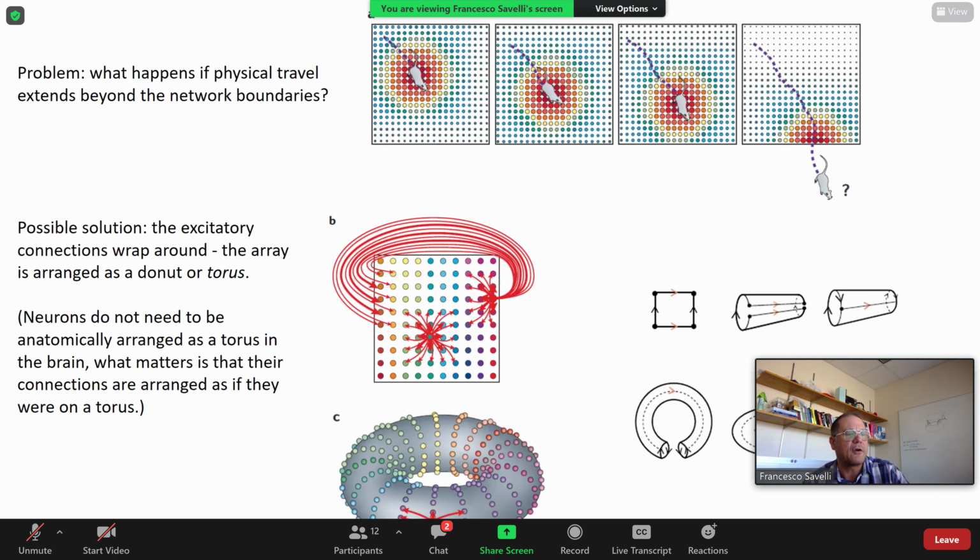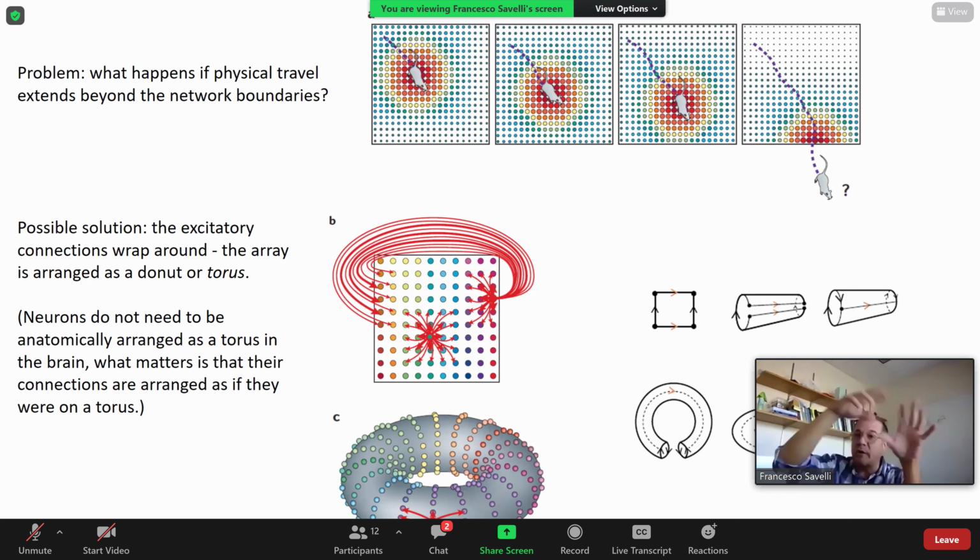So as the animal moves in 2D, those are the two directions, the localized bump of activity is moving on that donut. It's called a toroid, a toroidal structure, right?